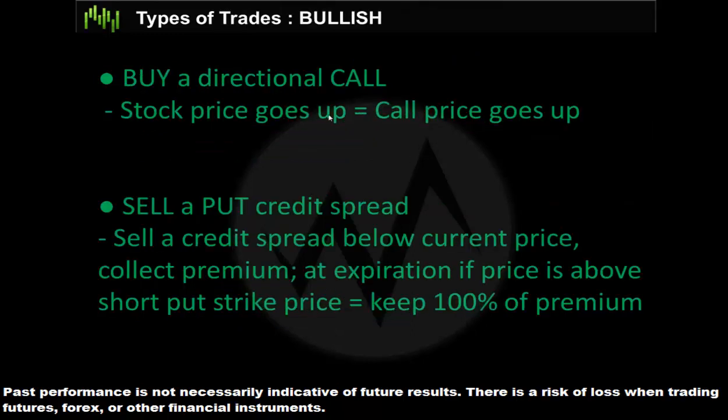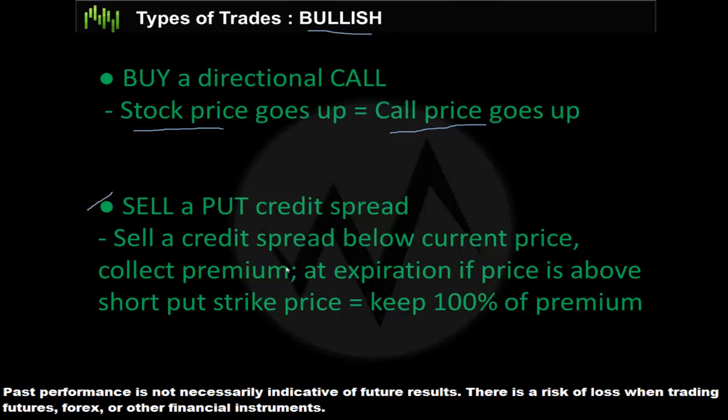All right, again, from the aspect of are we bullish or are we bearish, everything comes back to that. You can have a dozen strategies, but they always boil down to the first thing: are we bullish on a stock or bearish on a stock? If we are bullish on a stock, we can do one of two things. We can buy a directional call. The stock price goes up, the call price goes up. Very straightforward. We're profiting here because of delta. The second thing we can do is sell a put credit spread.